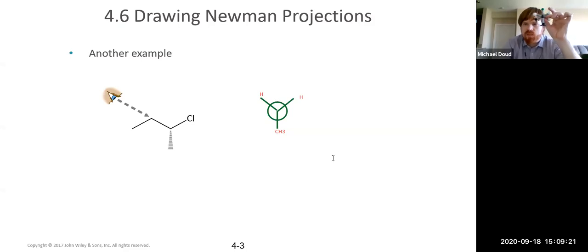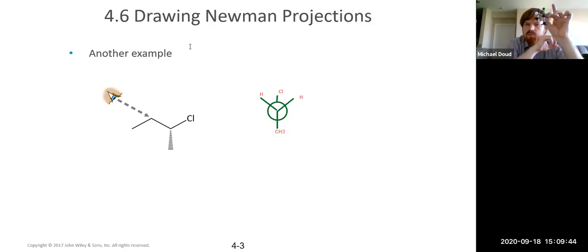Okay, now look at what's happening in the back. So the first thing, the easiest thing to do is probably to draw in the chlorine in the back. So that chlorine is directly up. So we're going to draw it in like this. Cl. Okay, easy enough.